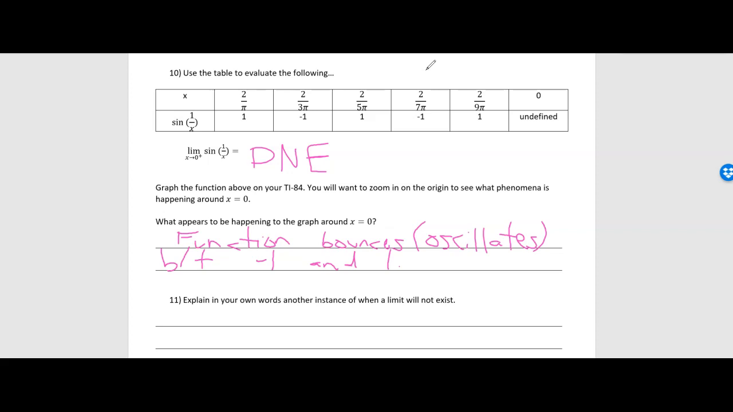Question 11, explain in your own words another instance of when a limit does not exist. Well, you could just say when a function is oscillating between two numbers. I'm not going to write that down because we've talked about it a couple times now. But if a function is oscillating or bouncing back and forth between two different values, it's not going to approach either of the values. It's just bouncing back and forth. All right, let's move on.